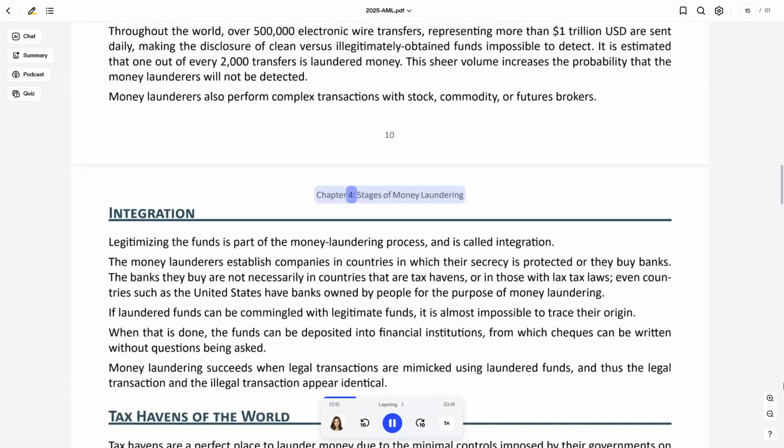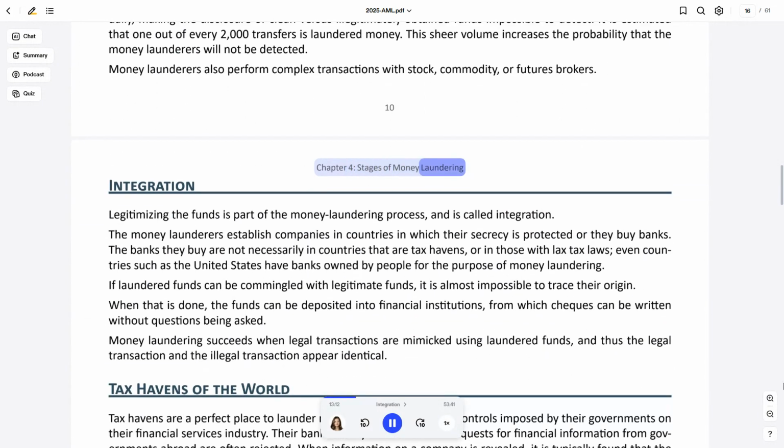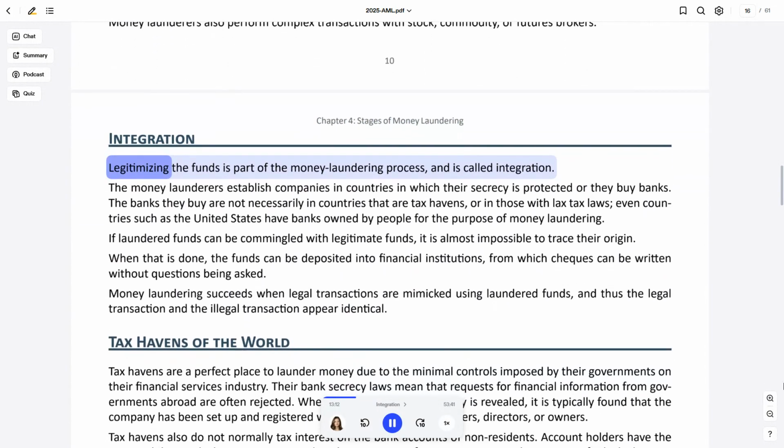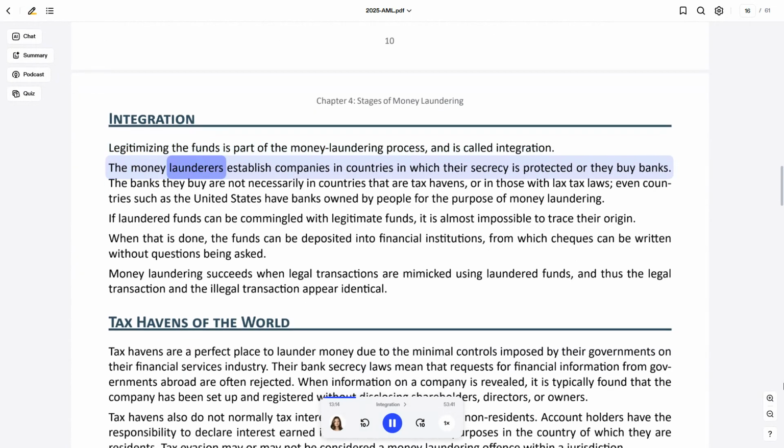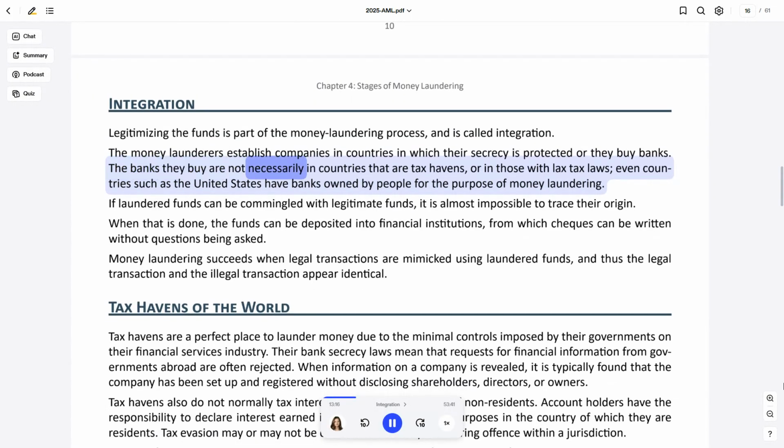Chapter 4. Stages of money laundering. Integration. Legitimizing the funds is part of the money laundering process and is called integration. The money launderers establish companies in countries in which their secrecy is protected, or they buy banks. The banks they buy are not necessarily in countries that are tax havens, or in those with lax tax laws.